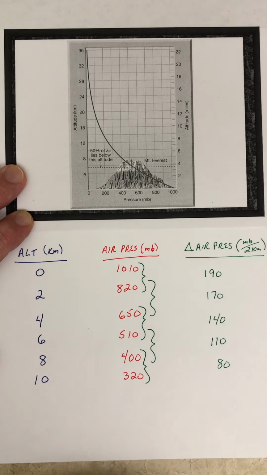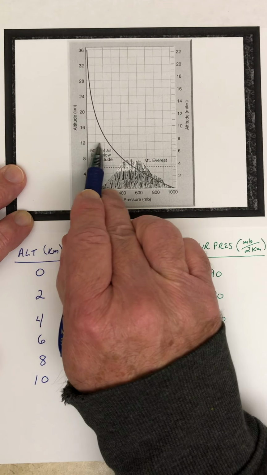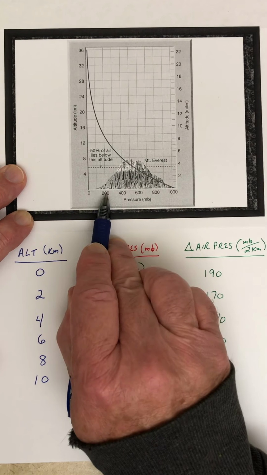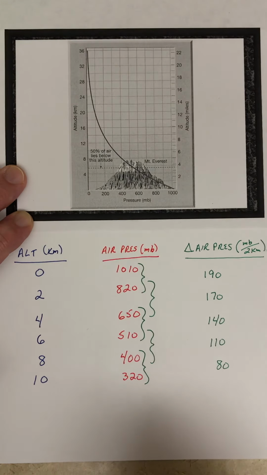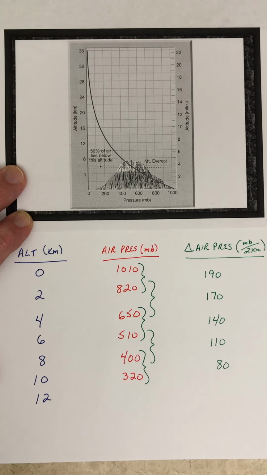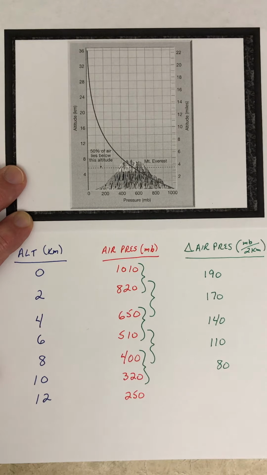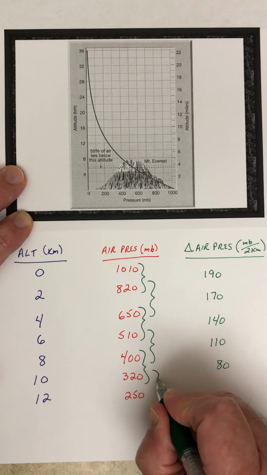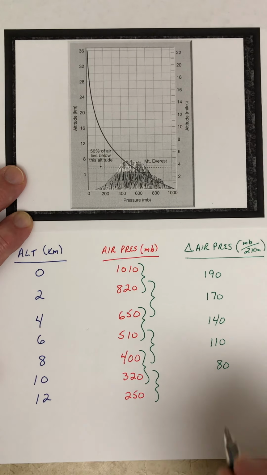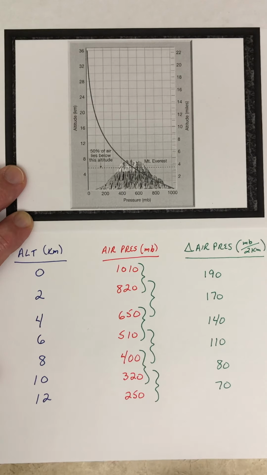We'll do one more level here. Let's go up to 12 kilometers. At 12 kilometers, read it across to the line, bring it down. We see that at 12 kilometers, we are at 250 millibars, and our change, okay, is 70 millibars over that 2 kilometer change.